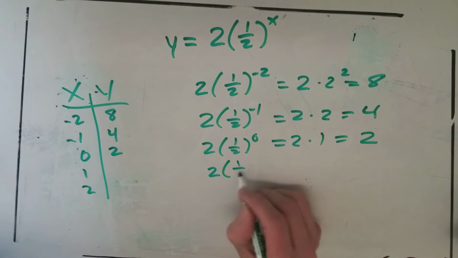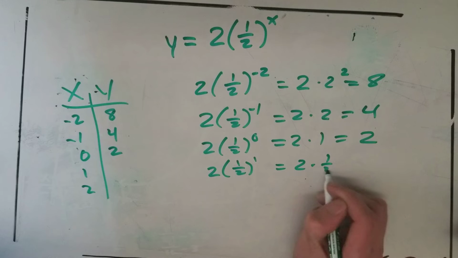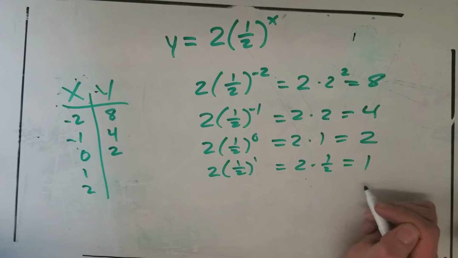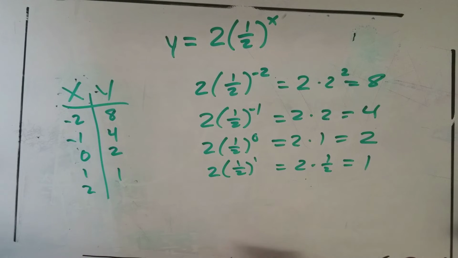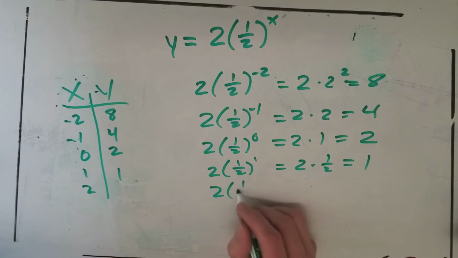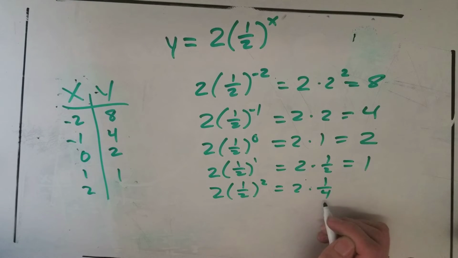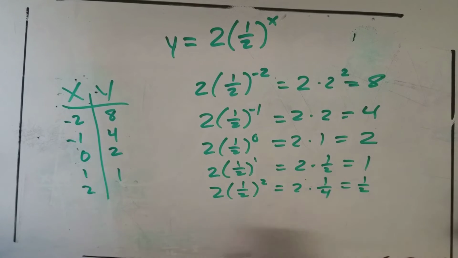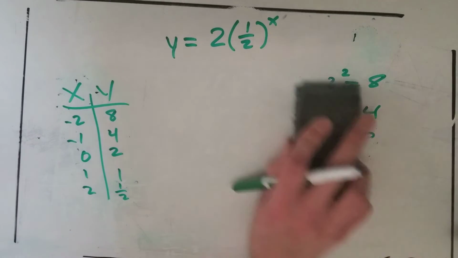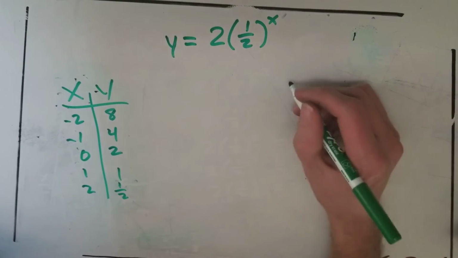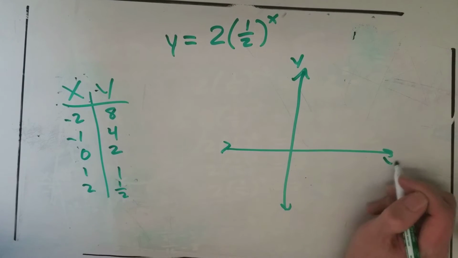Now we're on to 2 times 1/2 to the positive first power, which becomes 2 times 1/2. 2 times 1/2 is 1, so we have 1. And then 2 times 1/2 squared equals 2 times 1/4, which should equal 1/2. So here are your outputs for the given input. They all go together. We have coordinates here to graph now. Give us our behavior of the graph. We have our y, we have our x.